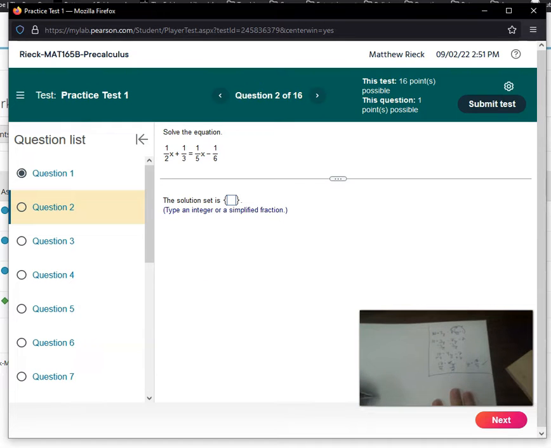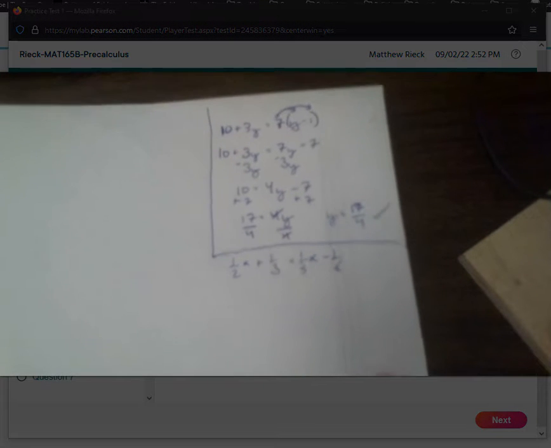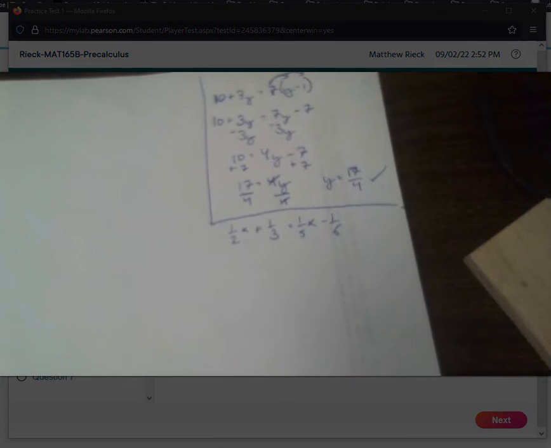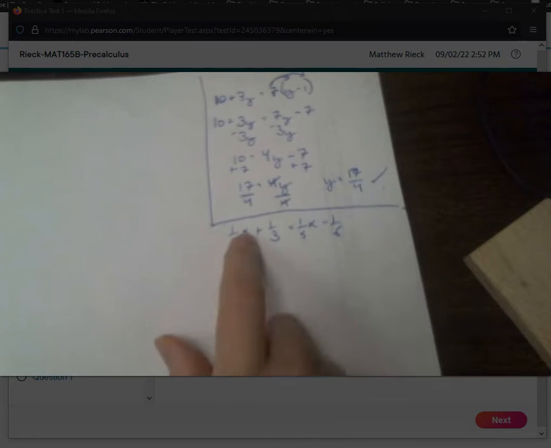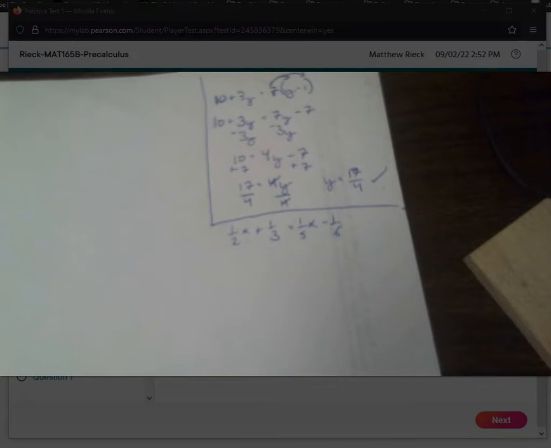Next problem here is an equation dealing with fractions. So we have 1/2 x plus 1/3 equals 1/5 x minus 1/6. In this case, you have an equation dealing with fractions where we don't have a variable in the denominator. So all of my variables are still in the numerators of my fractions. To solve this, we're going to get rid of the fractions by multiplying by my least common denominator.